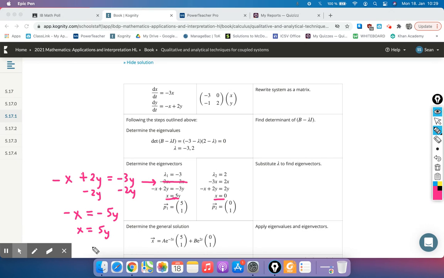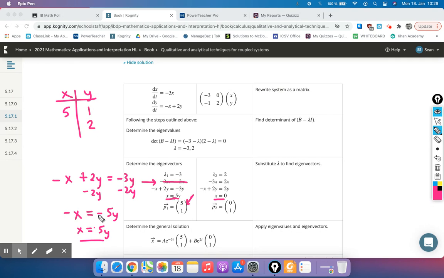Okay, and now we want to try to rewrite this as a simplified vector. So if you just make a table and say, when y is 1, plug in 1 for y, and you get 5 for x. And so then they just rewrite it in vector form, x on top, y on the bottom. You could rewrite this in another way.